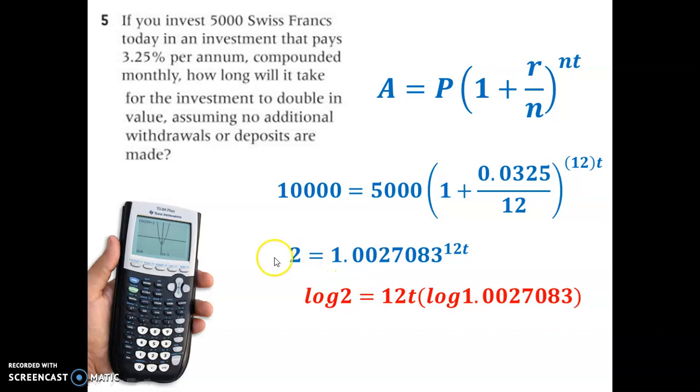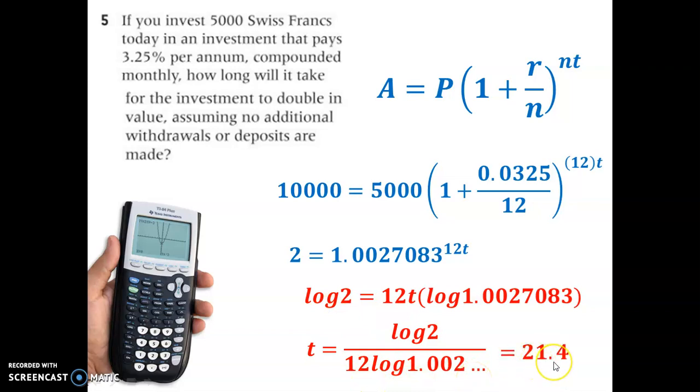So as you may remember, when you have log and log here, you can drop exponents. That's one of the powers of a log. It allows you to drop the exponent. So the exponent has been dropped down. Now we can solve for t. So t equals this thing divided by 12 and this log here. So t is log 2 divided by all of this moves to that side. And that gives us a value of 21.4. So it will take 21.4 years.